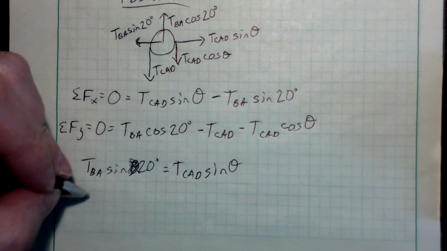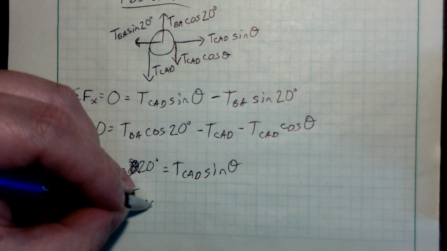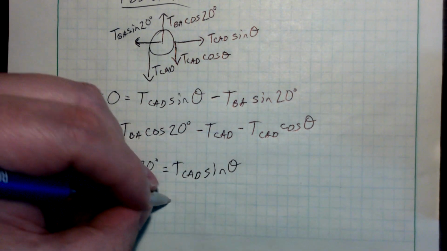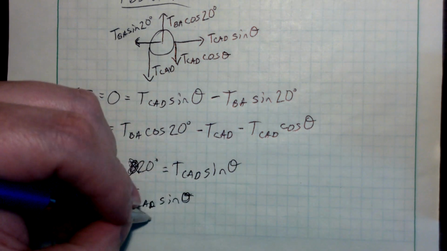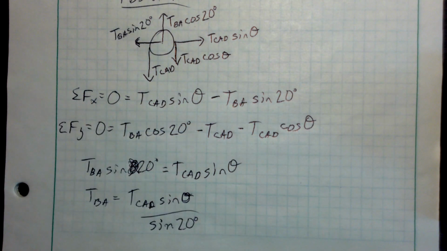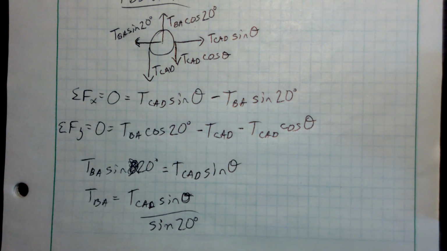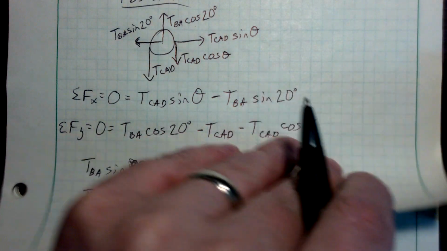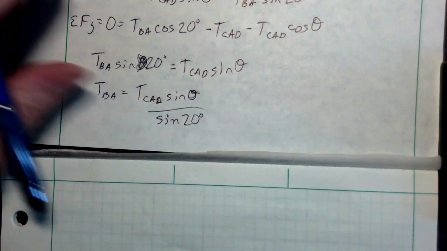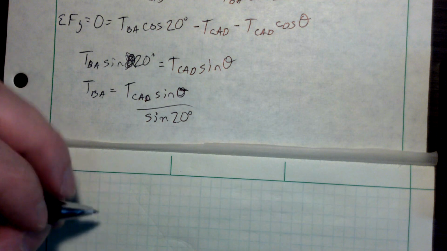So what does that mean? That means if I find T_BA, then that's going to be T_CAD sine theta divided by sine 20 degrees. Okay? So if I plug that in here, and that's normally how I would try to do some algebra, right? Solve for one unknown, plug it into another one, and see if I can simplify it.